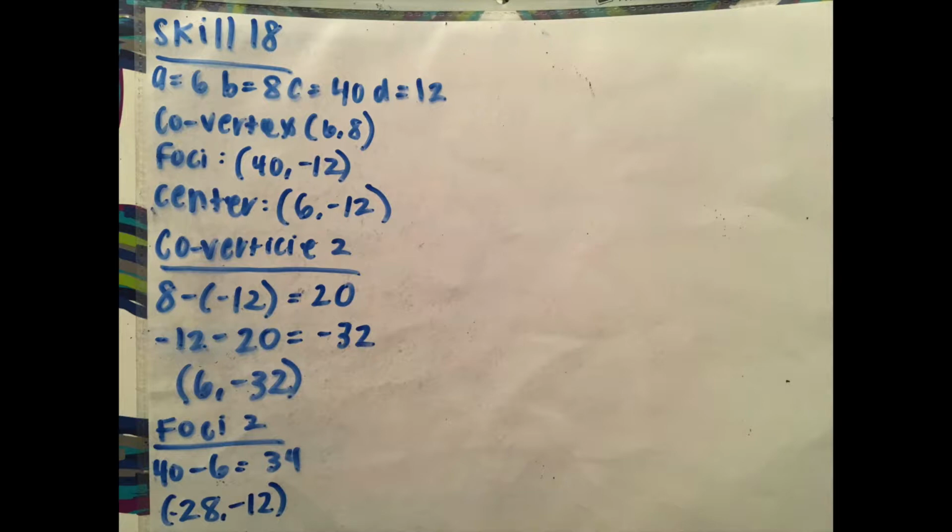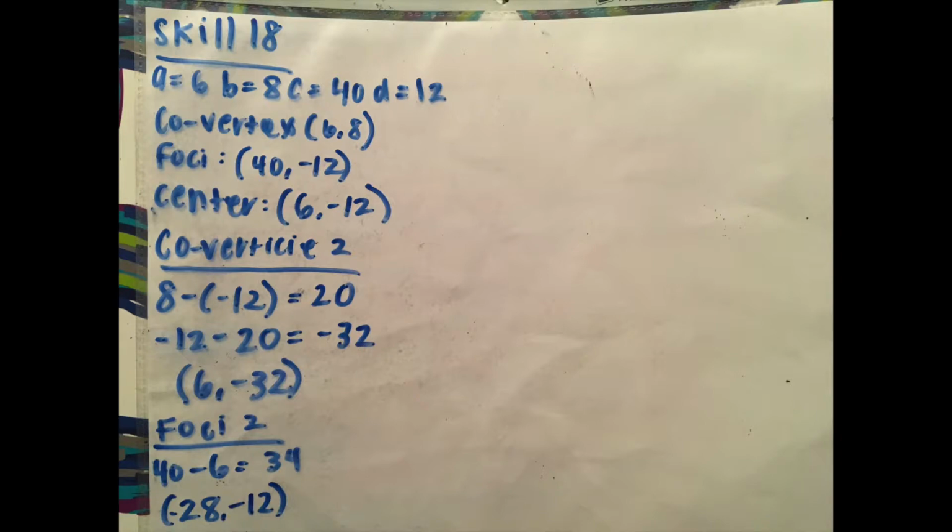So then the first thing that I had to do after that was find the center of my hyperbola. I did this by taking the x value of the co-vertex and the y value of the foci and using that as my center. I knew that this works because the co-vertex goes directly above and below the center, and the foci goes directly left and right of the center. And because of that, my center was at 6, negative 12.